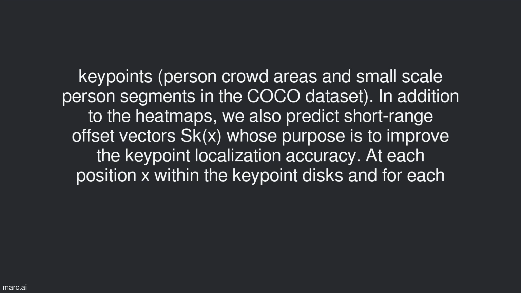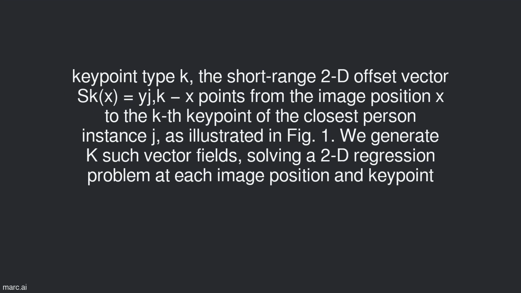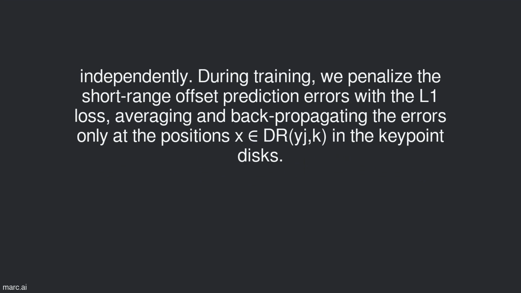In addition to the heat maps, we also predict short-range offset vectors S_k(x), whose purpose is to improve the keypoint localization accuracy. At each position x within the keypoint disks and for each keypoint type k, the short-range 2D offset vector S_k(x) = y_{j,k} - x points from the image position x to the kth keypoint of the closest person instance j, as illustrated in Fig. 1. We generate K such vector fields, solving a 2D regression problem at each image position and keypoint independently. During training, we penalize the short-range offset prediction errors with the L1 loss, averaging and backpropagating the errors only at the positions x ∈ D_r(y_{j,k}) in the keypoint disks.